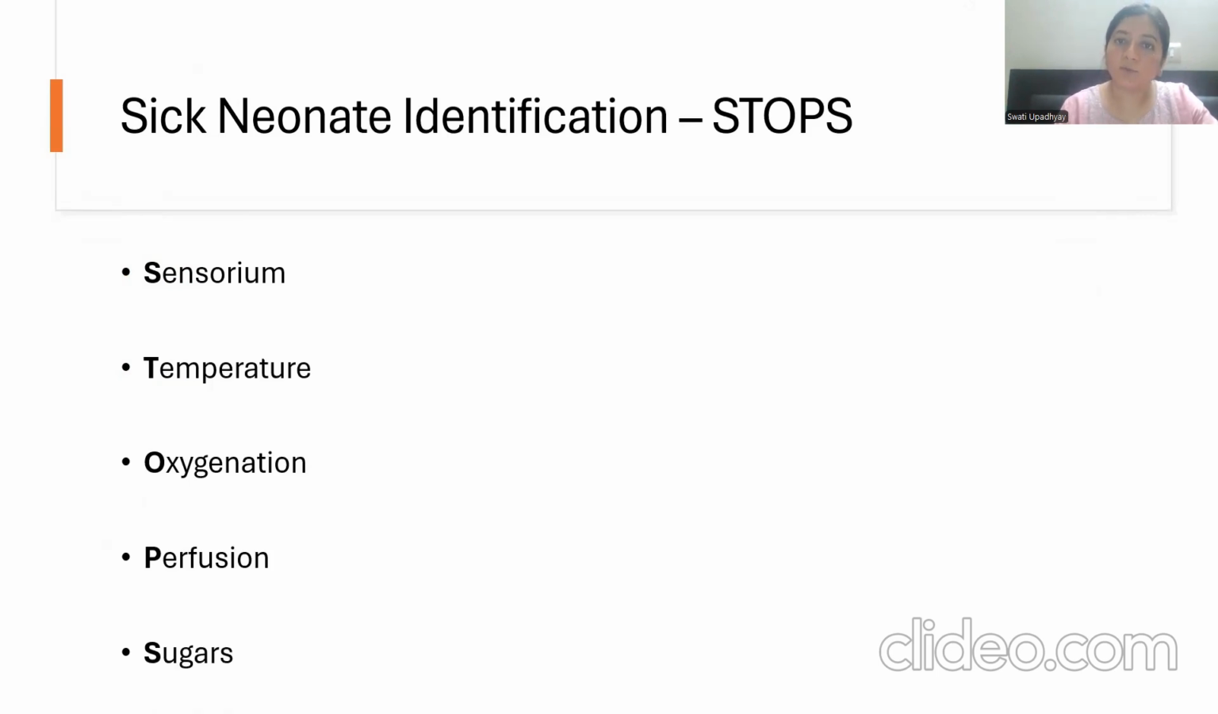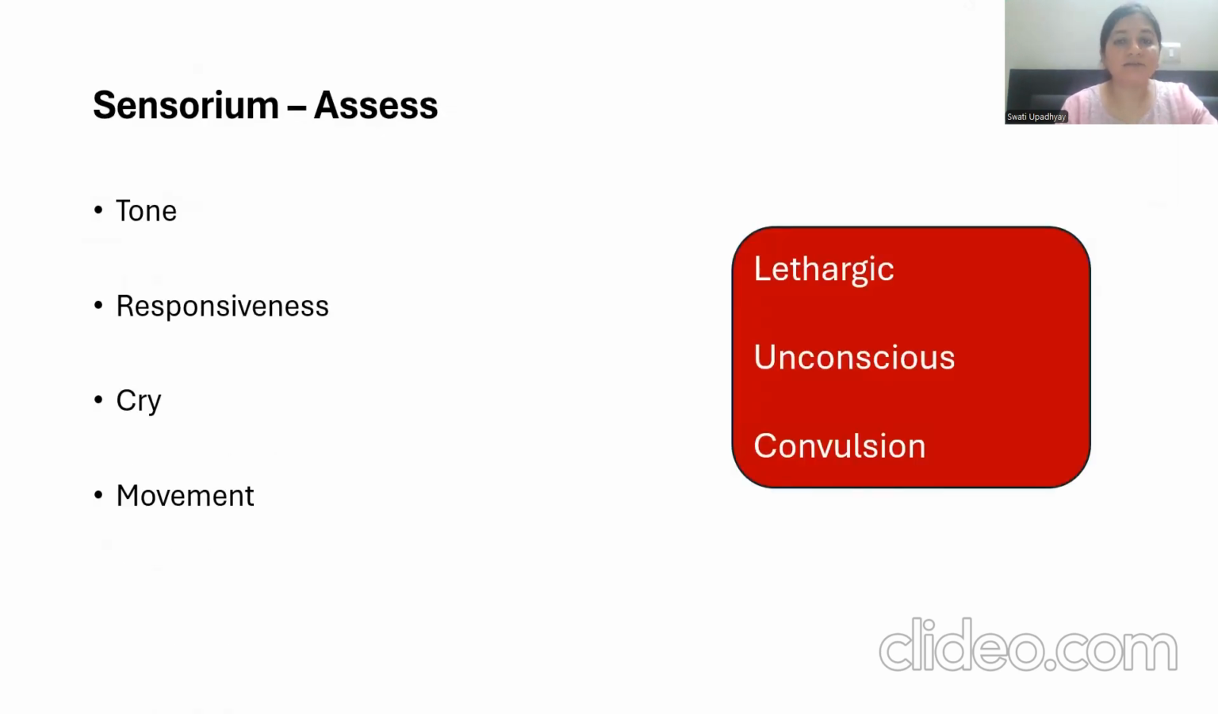By quickly going through all these steps, you will be able to identify which area requires urgent attention, and also these 5 areas will cover the overall health of the baby. We will go through each of these in the subsequent slides. Now first, let us begin with the first parameter of STOPS, that is sensorium.